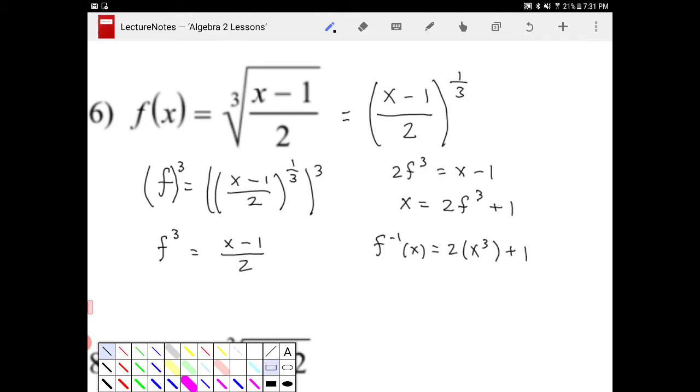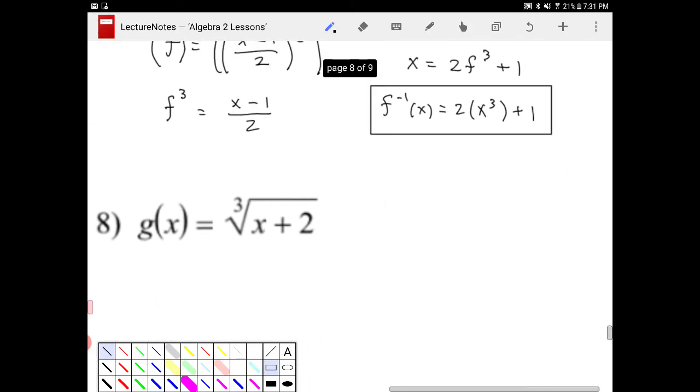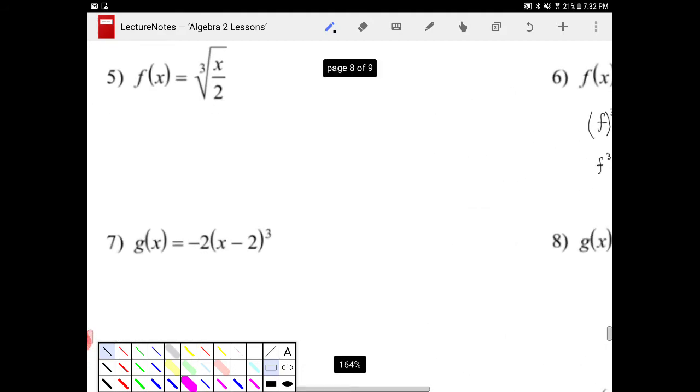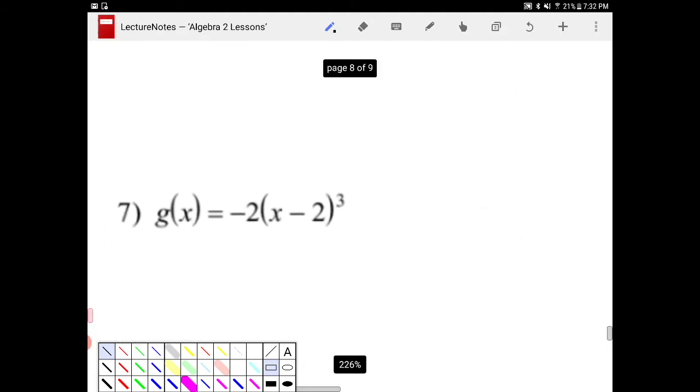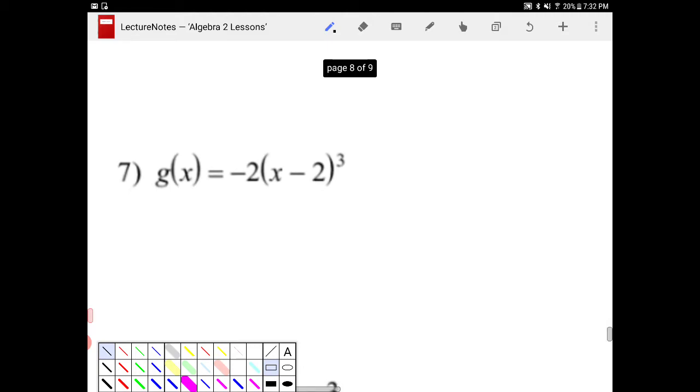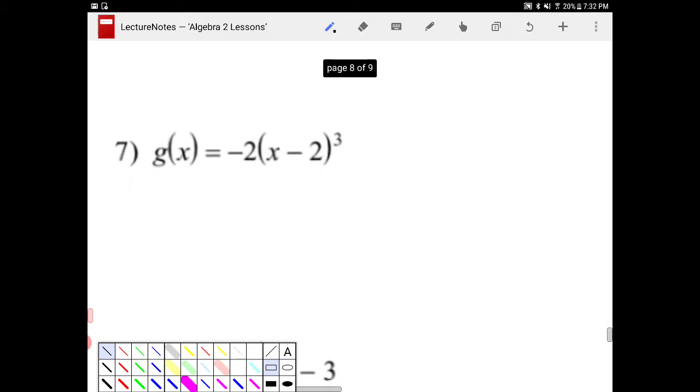And that is the solution. Let me see here. Let's do this guy, right? I need to find the inverse of this cubic equation.